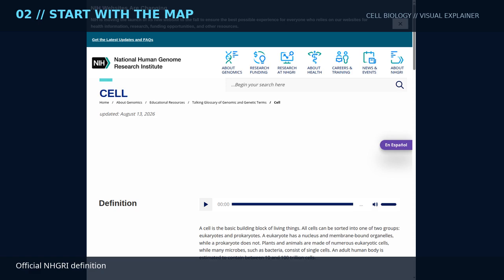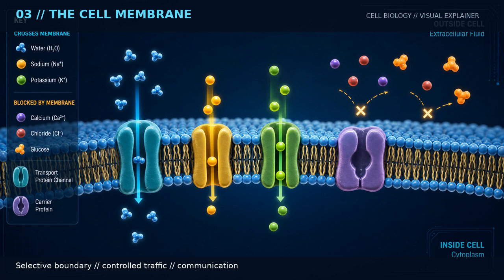First, notice the definition from the National Human Genome Research Institute. It describes the cell as the basic building block of living things and distinguishes eukaryotes by their nucleus and membrane-bound organelles. This is our map. Now, let us zoom in and follow the workflow.